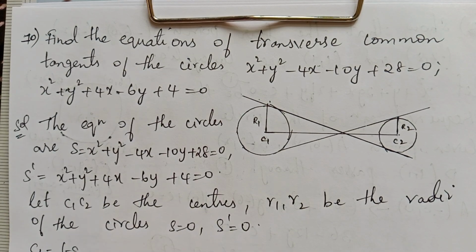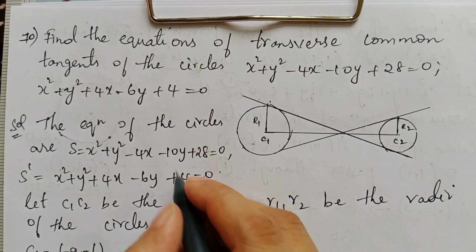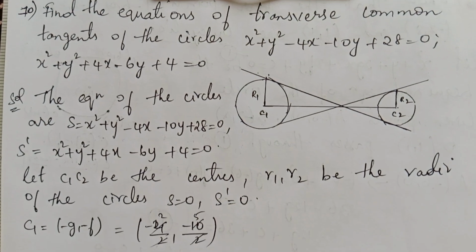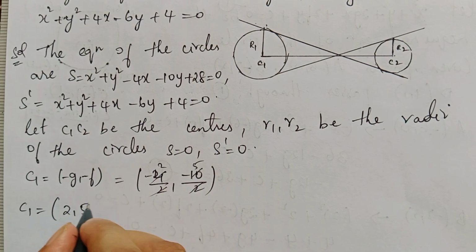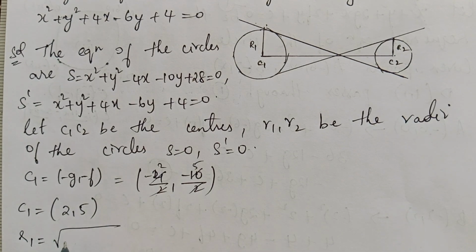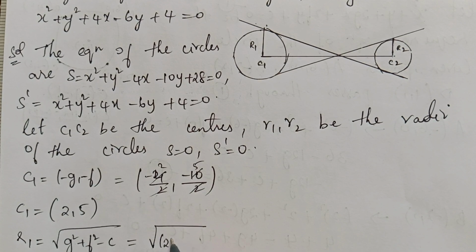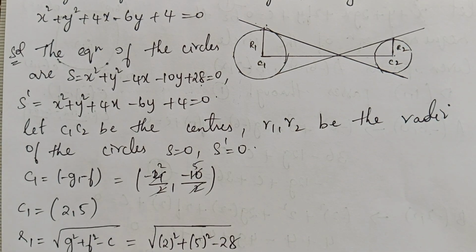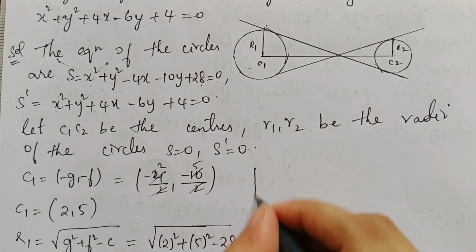So the C1 value is minus g comma minus f, which is equal to minus of minus 4 by 2 and minus of minus 10 by 2, which is 2 comma 5. Both are negative, so here it is positive. R1 is equal to root of g square plus f square minus c, so it will be root of 2 square plus 5 square minus 28, since the value of c is 28. So this equals root of 4 plus 25 minus 28, which is root 1, equals 1.